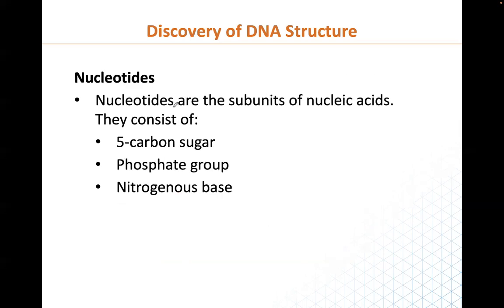The nucleotides are the subunits of nucleic acid. A nucleotide consists of a 5-carbon sugar, a phosphate group, and a nitrogenous base. The 5-carbon sugar is like this, ribose. The phosphate group is PO3, and the nitrogenous base is C, T, G, or A. This is what makes up the nucleotide.